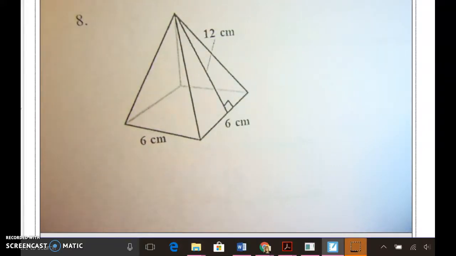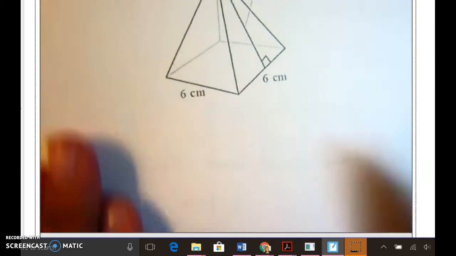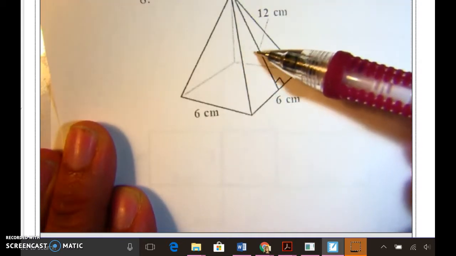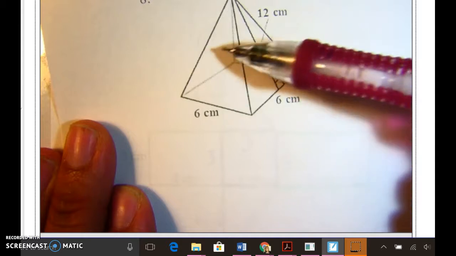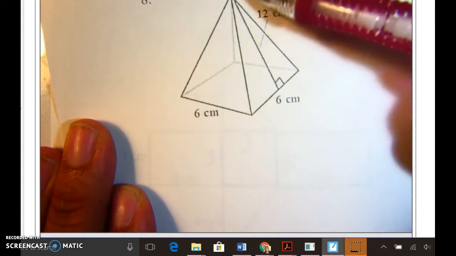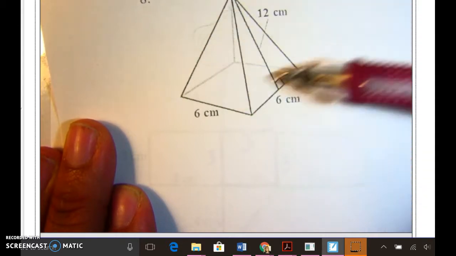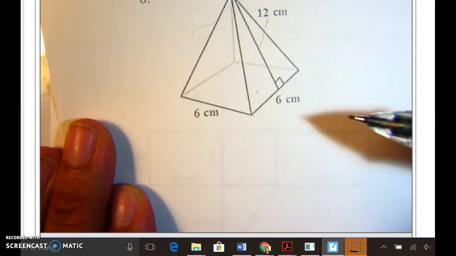Okay, we're on the last page now. We're still doing what we did on 6 and 7. We're drawing a net. You have to name it, draw the net, and find the surface area. So if you have something that is surrounded by triangles, it's a pyramid. Pyramids are surrounded by triangles, and then it's named by the base.